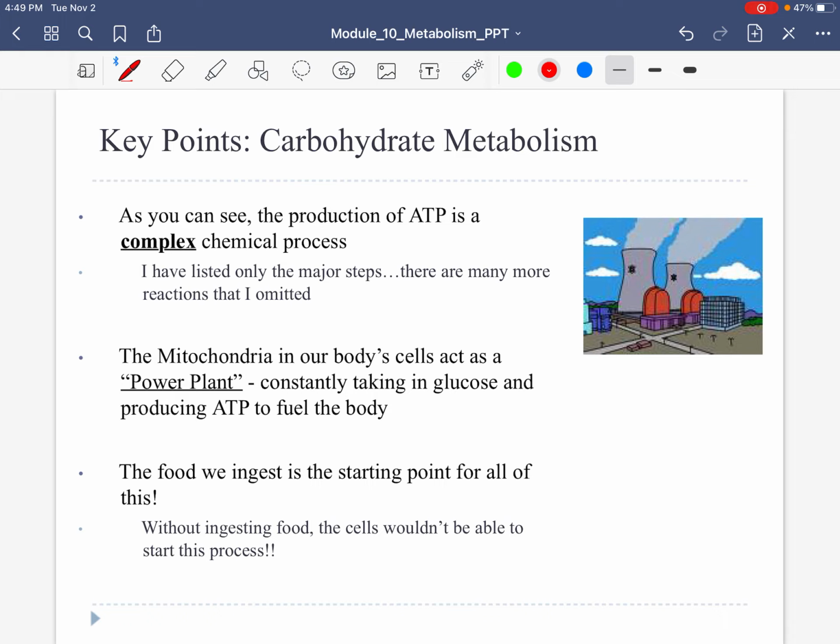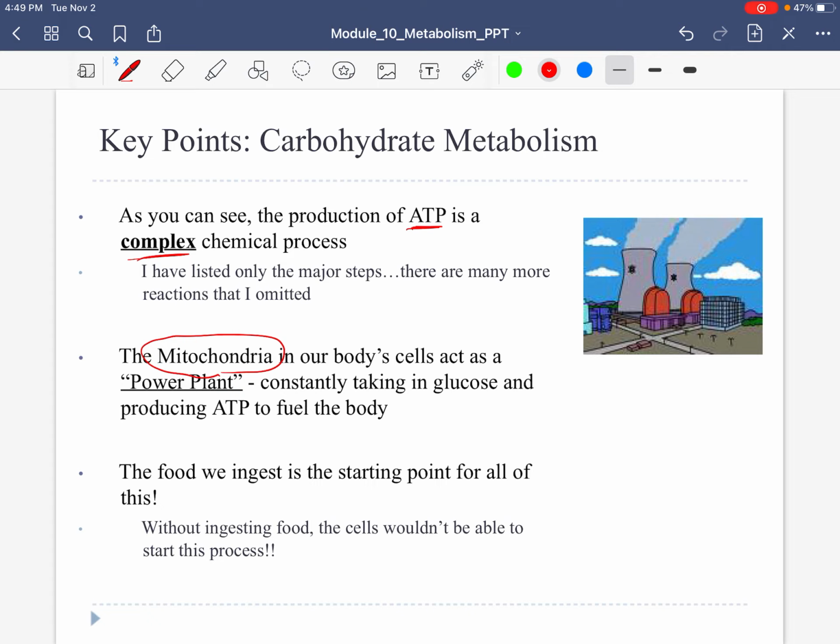So the mitochondria, that's where we have this final production inside the cell, producing ATP. It is a complex chemical process. I've only listed major things. The mitochondria, as I talked about, that's really the powerhouse of the cell. So 2 out of the 3 steps here are happening in the mitochondria, including the very important last steps where we actually produce those ATP molecules. So imagine the mitochondria as like the little power plant of your cell, constantly taking in glucose, forming ATP, taking in glucose, forming ATP.